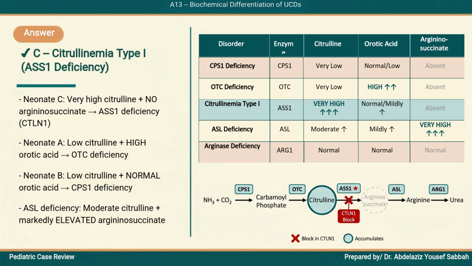Neonate C has very high citrulline with no argininosuccinate. Now look at the others. Neonate A has low citrulline with high orotic acid, which points to ornithine transcarbamylase deficiency. Neonate B has low citrulline with normal orotic acid, which points to carbamoyl phosphate synthetase 1 deficiency. Argininosuccinate lyase deficiency would instead show moderately elevated citrulline with markedly elevated argininosuccinate. So the two questions to ask are, is citrulline high or low, and is argininosuccinate present or absent? Those two answers separate every urea cycle disorder.